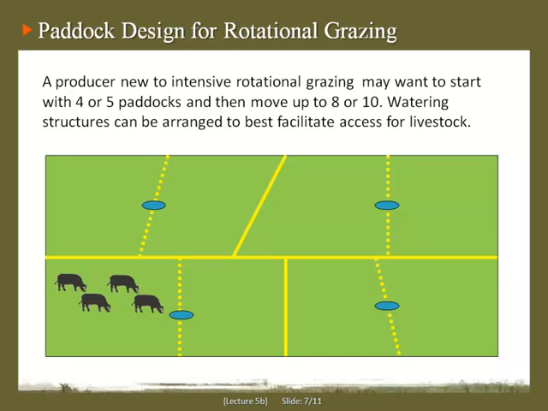There are many paddock design options for rotational grazing. A producer new to intensive rotational grazing may want to start with just 4 or 5 paddocks and then move up to 8 or 10. Watering structures can be arranged to best facilitate access for livestock. There really is no blueprint or single model to follow in setting up a grazing system. It's best to start at a level you're most comfortable with.